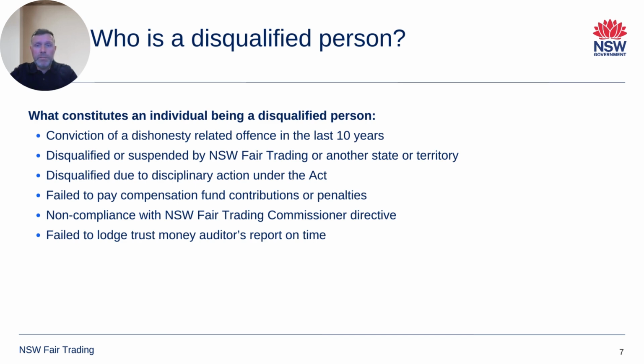have failed to pay a compensation fund contribution, a debt arising from a claim on the compensation fund or a monetary penalty, have failed to comply with the direction given by the New South Wales Fair Trading Commissioner under Part 9 of the Act, or have failed to lodge an auditor's report relating to trust money held under the Act within the required time. A full list of what constitutes an individual being a disqualified person can be found on our website under Conveyancer Licenses.